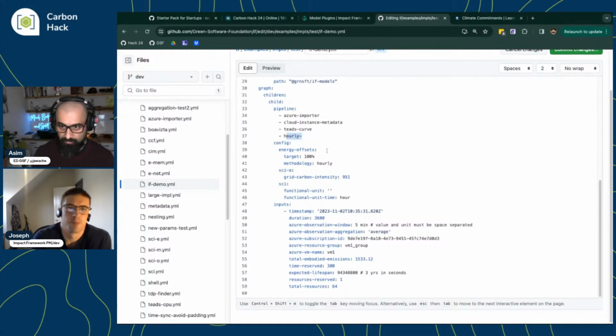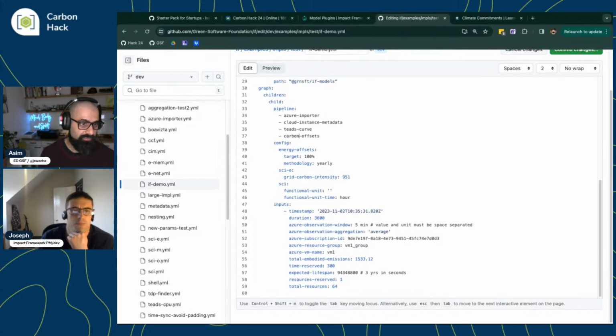You could have different methodologies. You could have hourly, which is 24/7 hourly matching. You could say I want to be 100% renewable on a yearly basis. Even just energy offsets is complicated enough as a single plugin. I think that'd be really valuable just by itself. But you could even have carbon offsets.